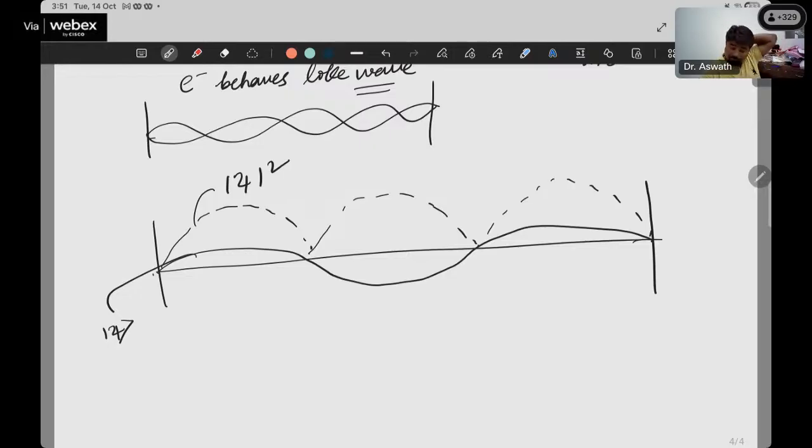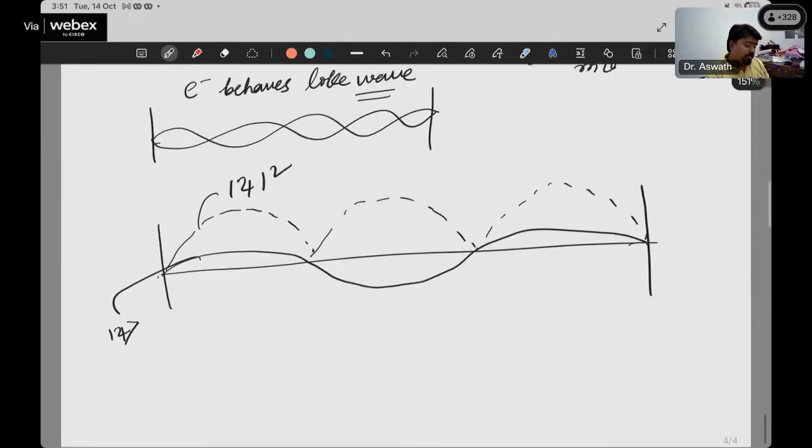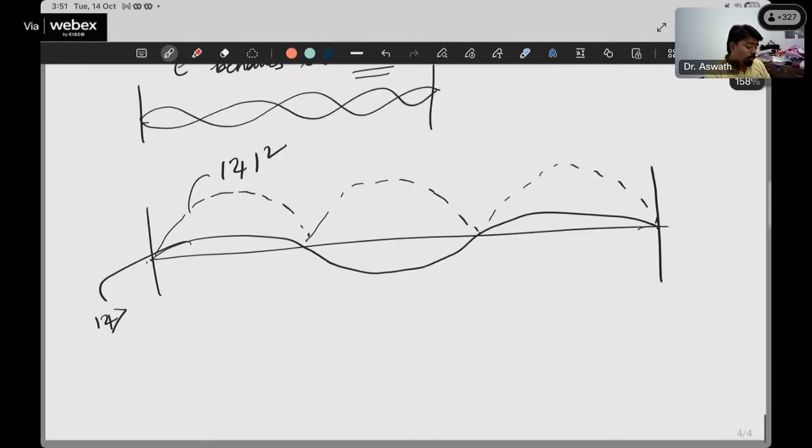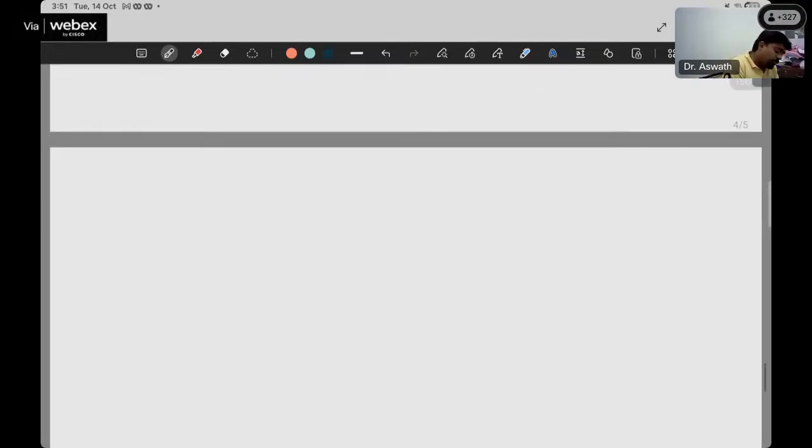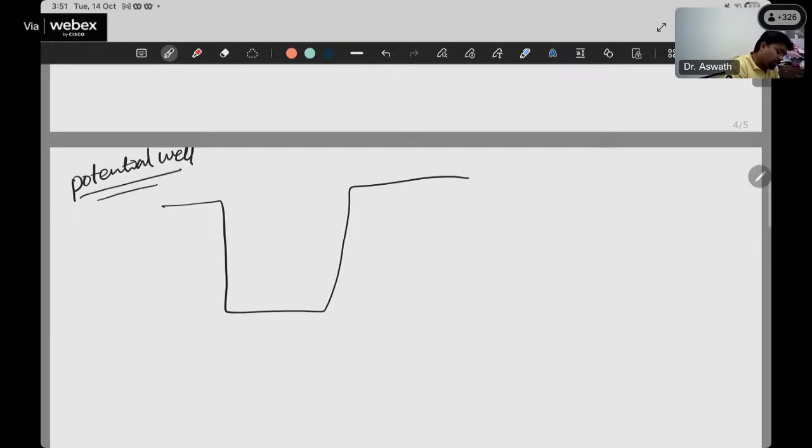But now the electron is behaving like a wave, which means there is some kind of wave nature. Now forget about this potential box. Let's try to understand: let's say there is a potential well. What does a potential well mean? There is some kind of a hill on either side and a well in the middle. We have a potential V of x equal to infinity outside, and inside V of x is 0.